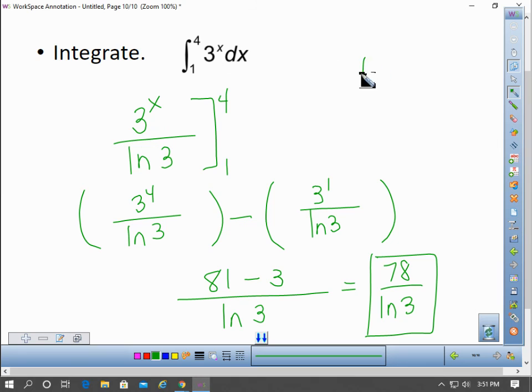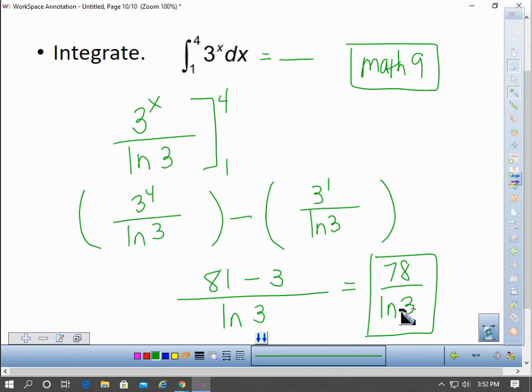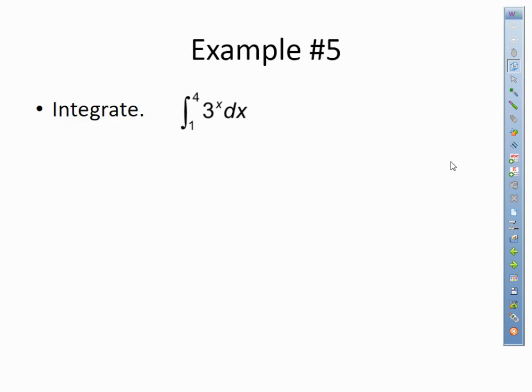If you have Math 9, remember you can always use Math 9 to check your answers. You still have to know how to do them by hand, but you can always check your answers. Put this integral in the calculator, get what your decimal is. And then when you divide 78 by the natural log of 3, you will get the exact same decimal approximation. All right, good deal.